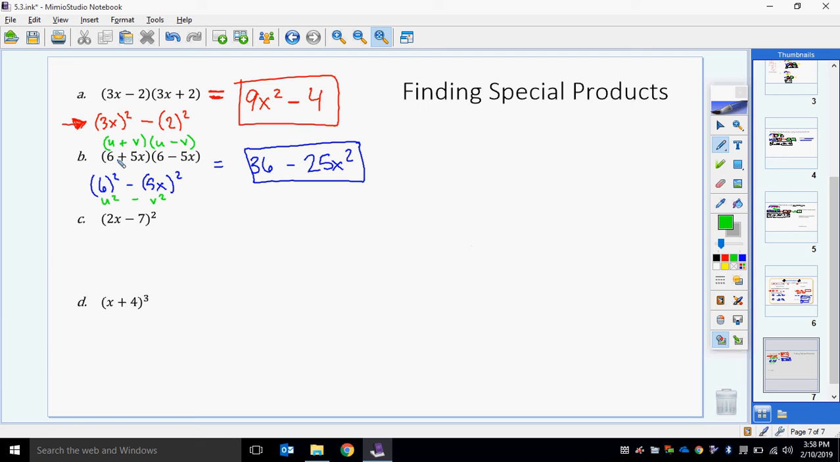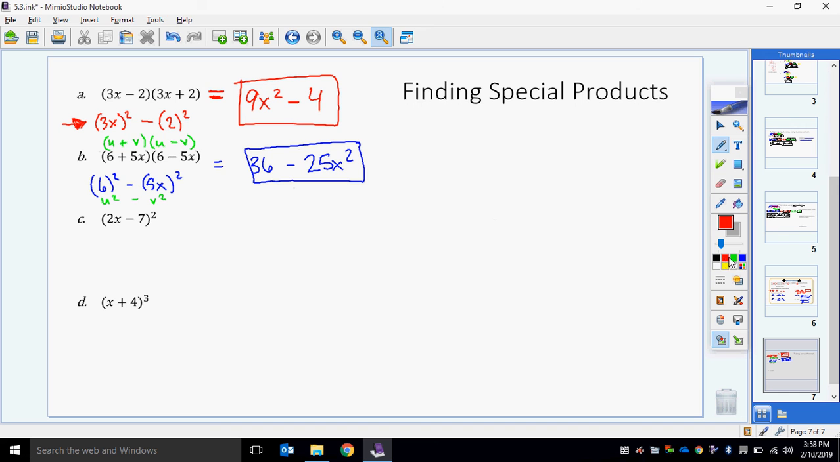Now what I want you to notice is this is just like the first one. It's a u plus a v and a u minus a v, right? Our u is our 6, our v is our 5x. So this is the sum and difference of 2 terms, u and v. So what can you do? You can square the u, square the v, and subtract them. So I squared the 6, squared the 5x. So that's how I got 36 minus 25x squared. Again, you don't have to show all of this work. It's a shortcut for a reason, okay?